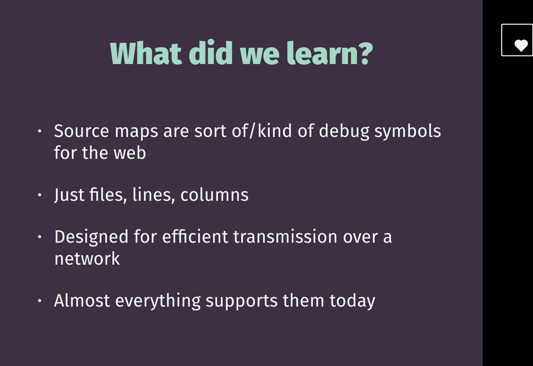So this takes me to the end. What do we learn? This is a bit of a wrap up. Source maps are kind of debug symbols for the web. That's close enough. They're just files, lines, and columns. They're designed for efficient transmission over HTTP. That's why VLQ values, that's why these relative segments, et cetera. And the cool thing is that almost everything supports them today. So if you're not using them, you should be using them.